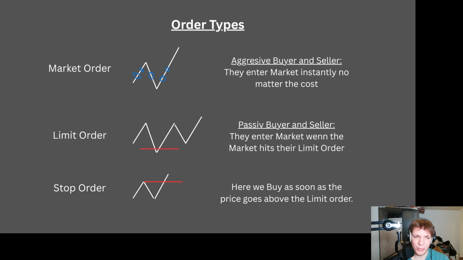The last order type is the stop order. In this example, we have a long market, we move up, we move down, and we move over the previous high. As soon as we move over the previous high, the stop order activates, and it buys when we move over it. So this is also a kind of aggressive order, but for our strategy, this is less relevant.